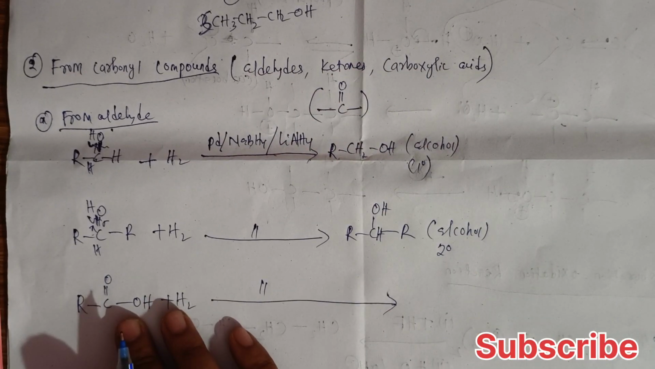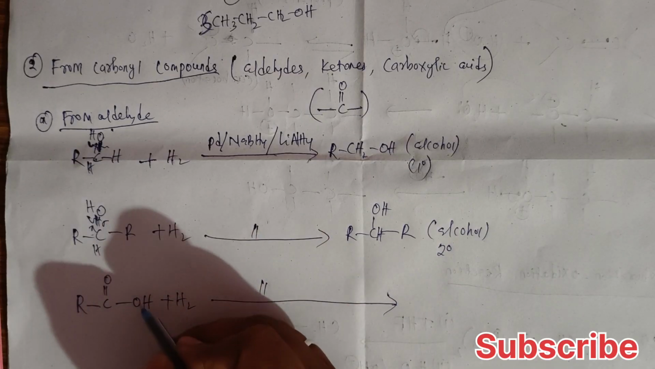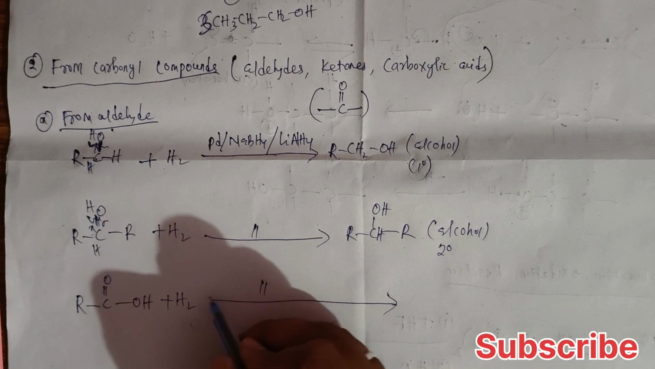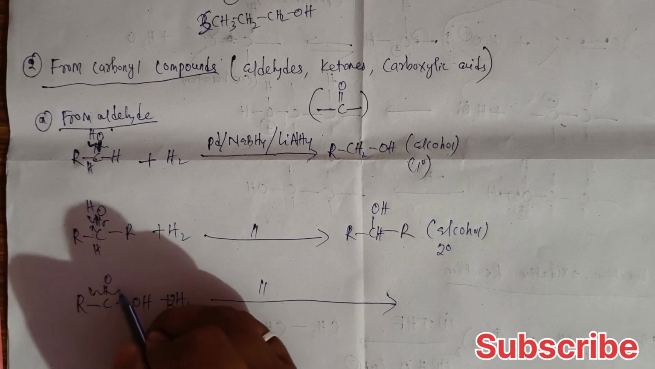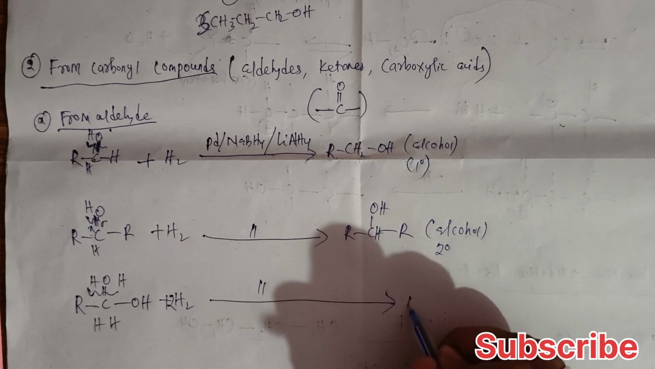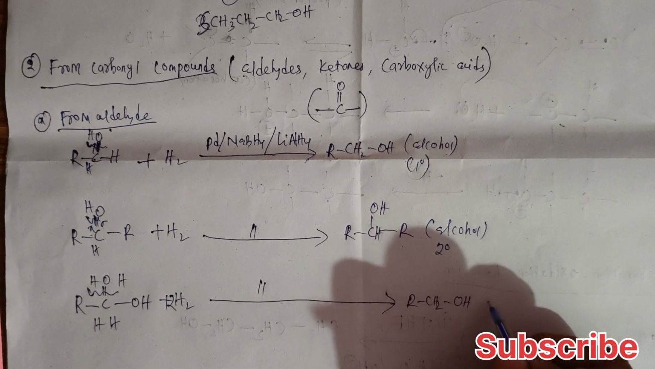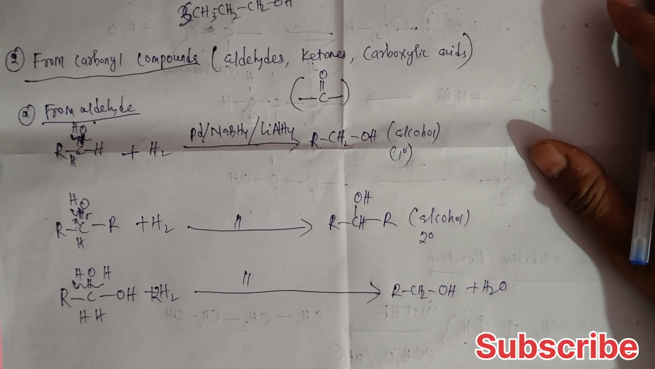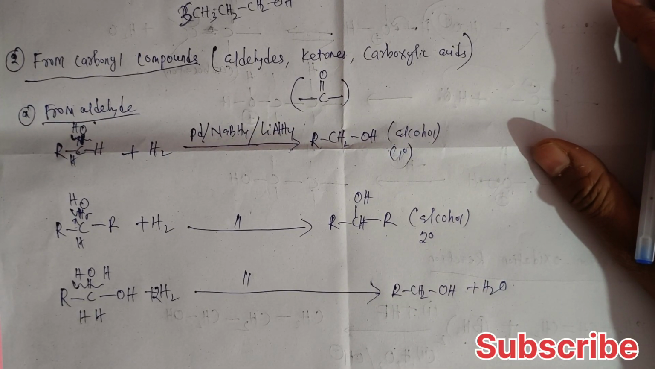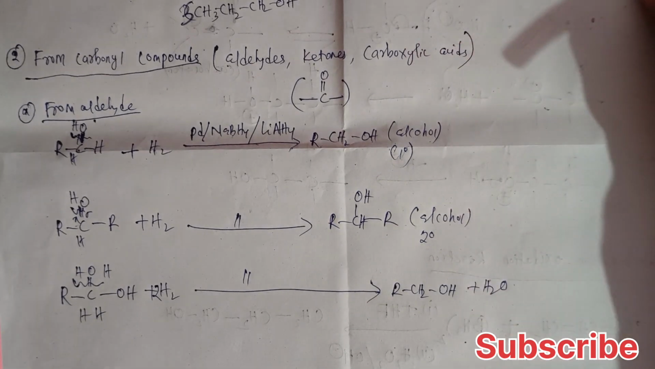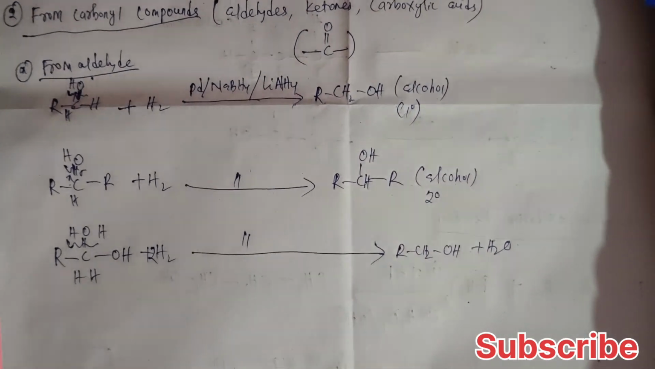Then this RCOOH is a carboxylic acid. Here we need a larger amount of hydrogen, because the sigma and pi bonds will be broken here. RCH2OH, a primary alcohol, is also formed in this case, with the removal of a water molecule. I hope it is clear to all of you. So these are the productions of alcohol from carbonyl compounds. It is very simple and very easy.